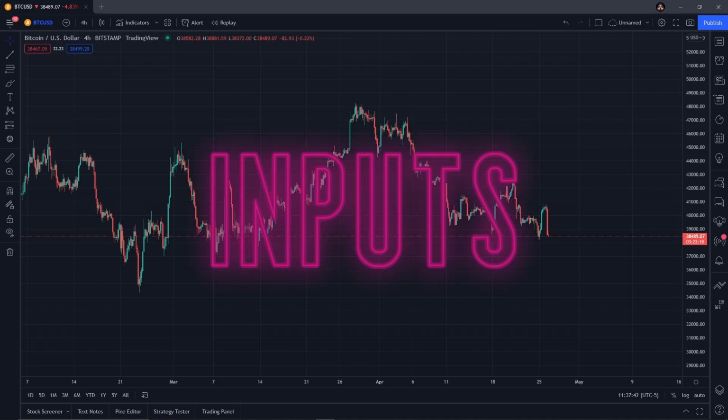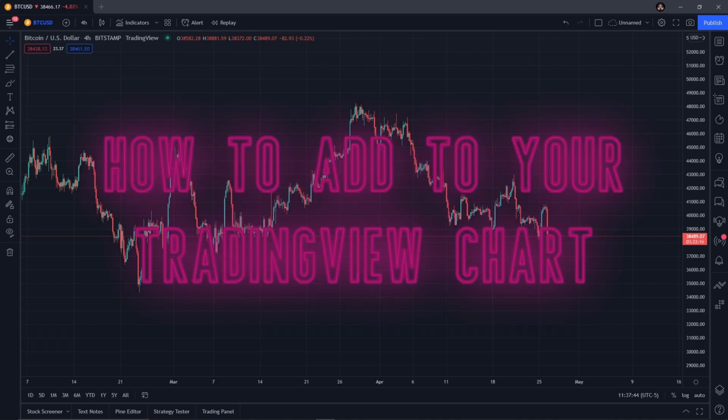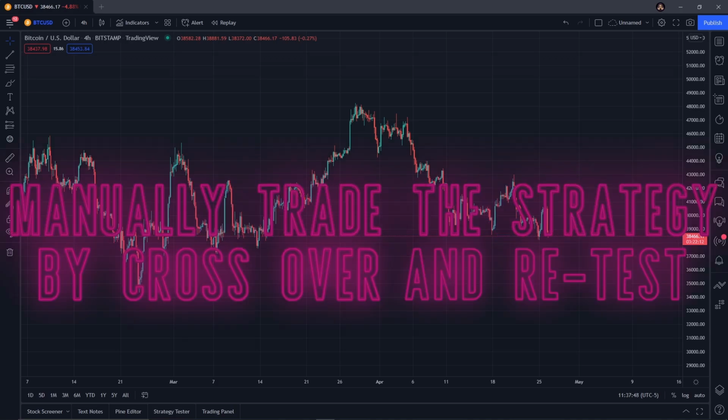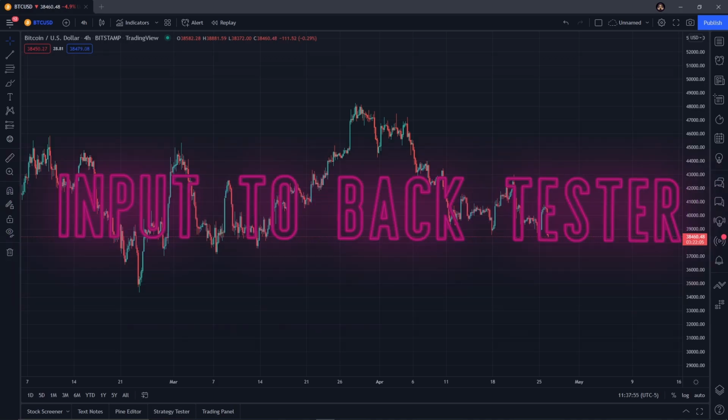We're going to talk about the inputs. We're going to learn how to put it on your TradingView chart. We're going to talk about the golden and the death cross, learn how to manually trade this strategy. We're also going to show you how to input this to a backtester and explain the backtesting results.